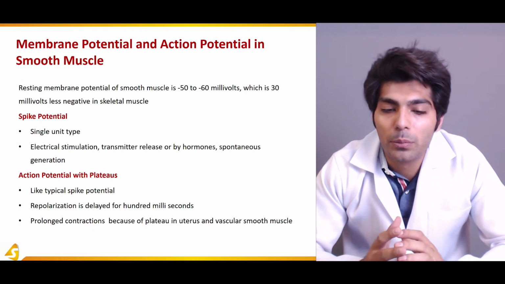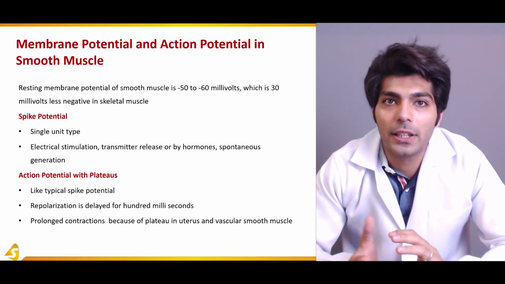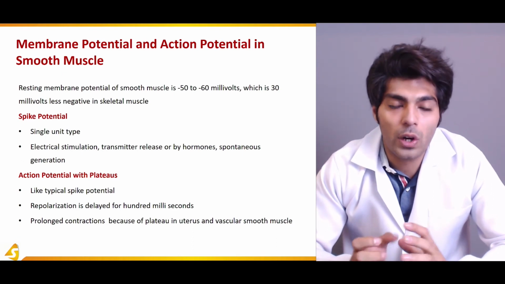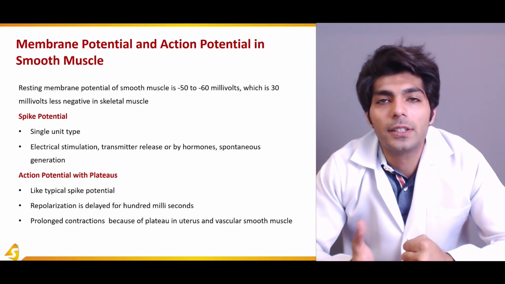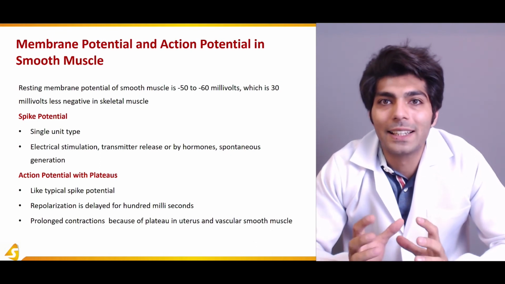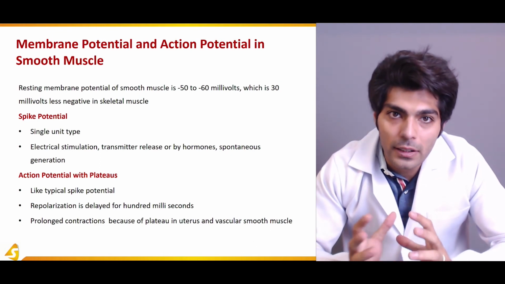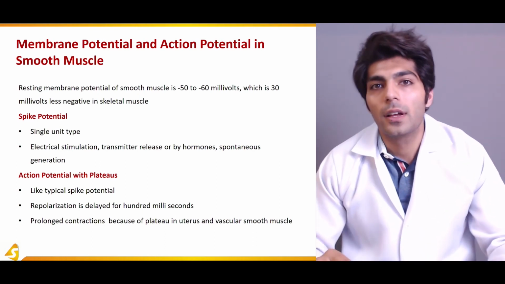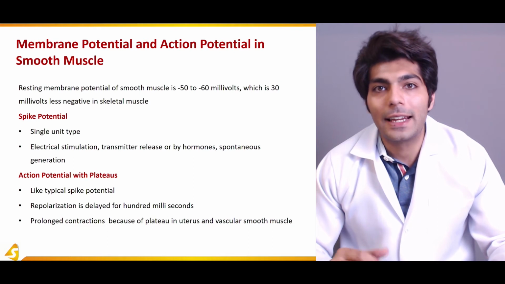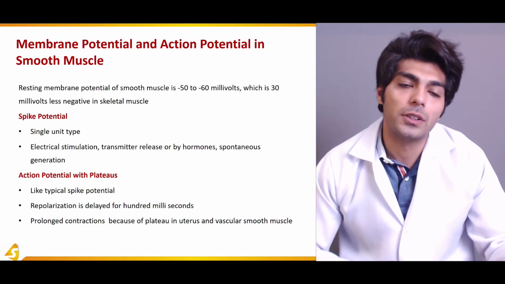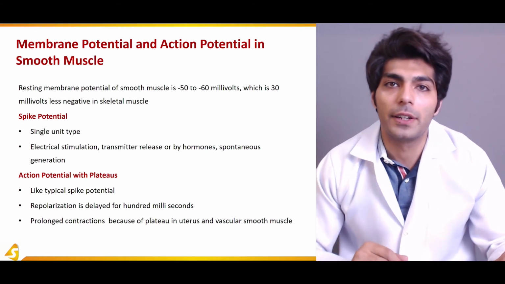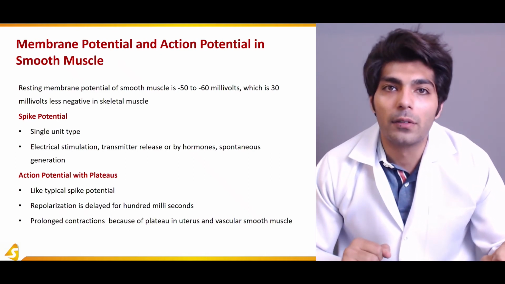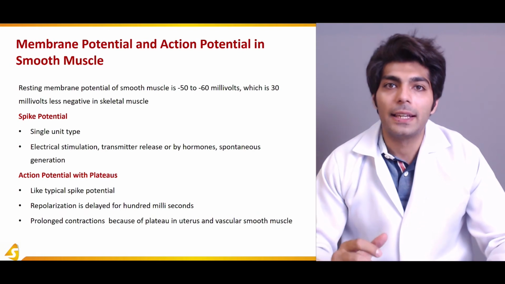That is why there are prolonged contractions, which are seen in the uterus and in the vascular smooth muscle. It is quite obvious when the fetus reaches the uterine walls, creating tension. The whole contraction, by the release of oxytocin, intensifies at the uterine walls, and these prolonged contractions are witnessed in the smooth muscle with the help of the formation of a plateau in the action potential.